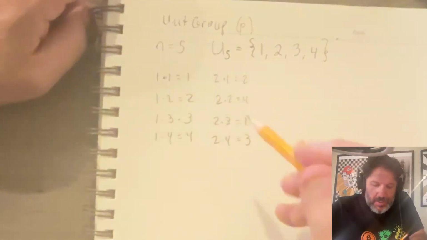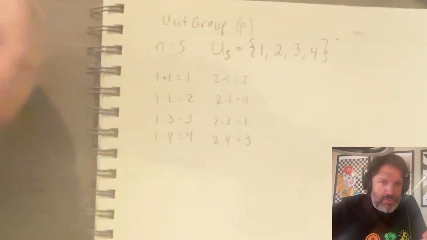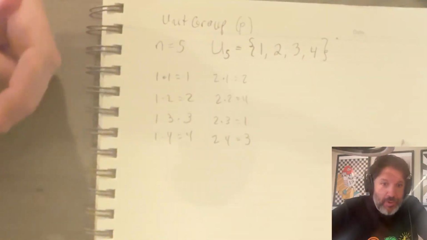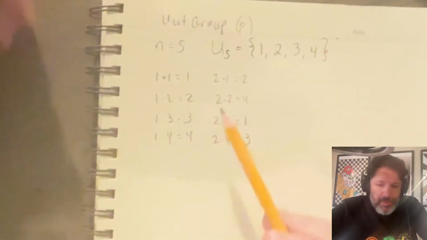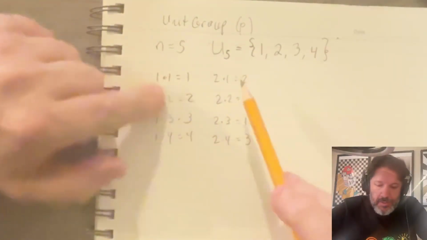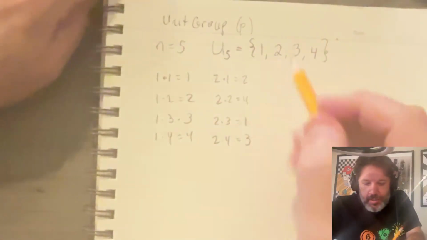Okay, and guess what? 2, 4, 1, 3, that's our group. They're all in the group, so this is when we're testing the axiom of closure. Closure means that if you do the operation, the result is in the group. Okay, so let's keep going.